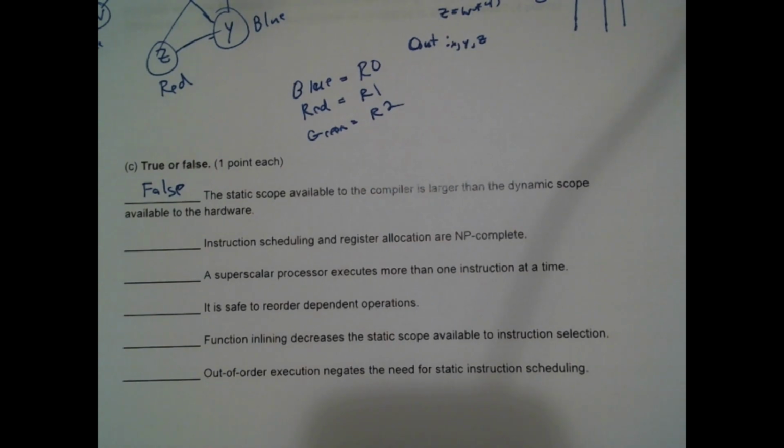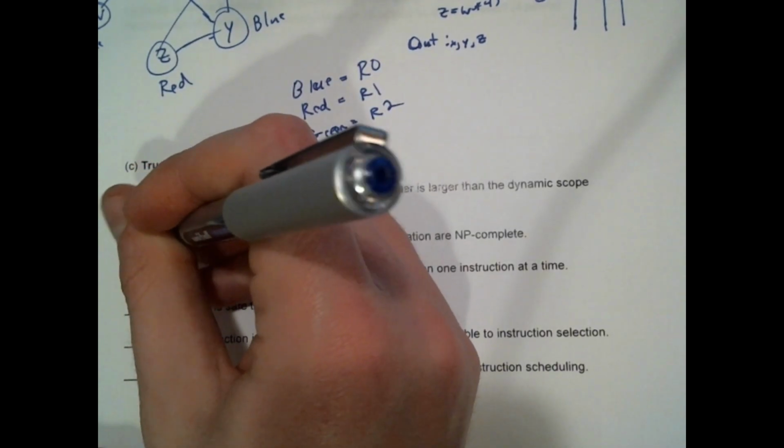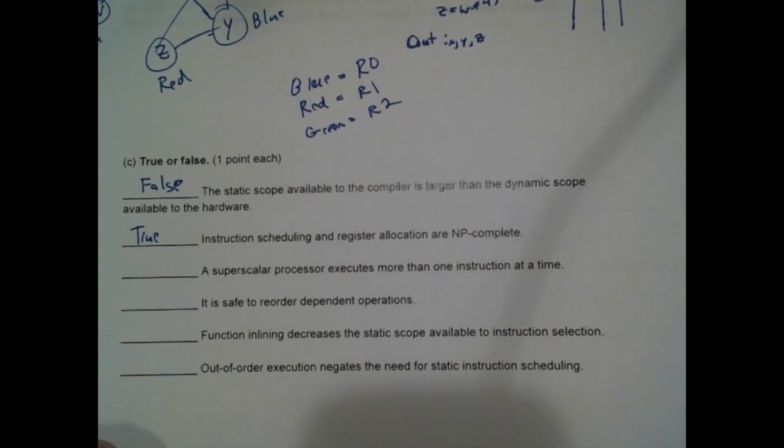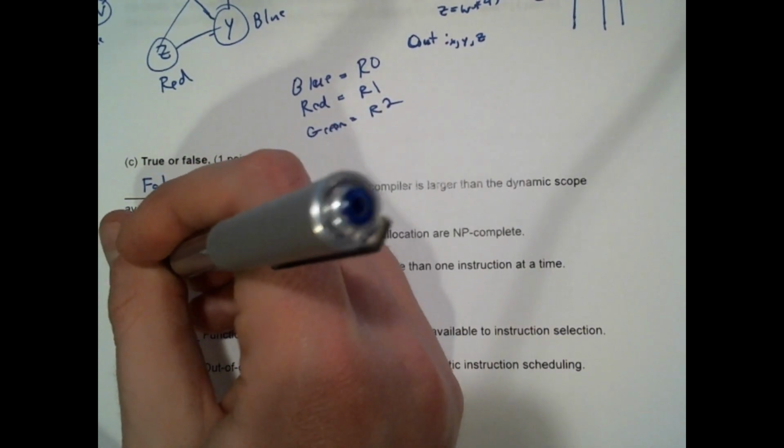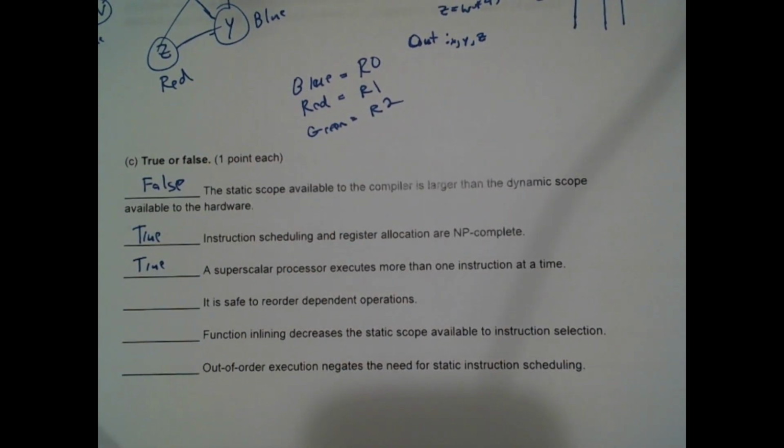Next up, instruction scheduling and register allocation are NP complete. That is true, because we talked about it. Those problems, graph coloring and picking out the schedule, are just guess and hope you get the right answer. Do some sort of greedy algorithm and or try every possible option. Superscalar processor executes more than one instruction at a time. True. That's what we talked about again. It's just the definition of superscalar here.